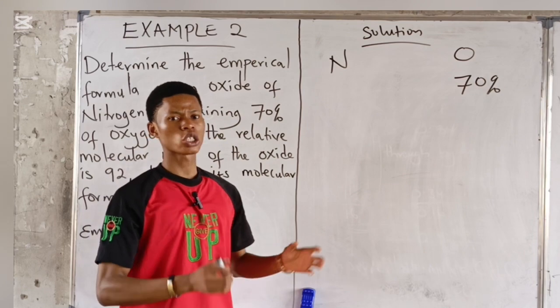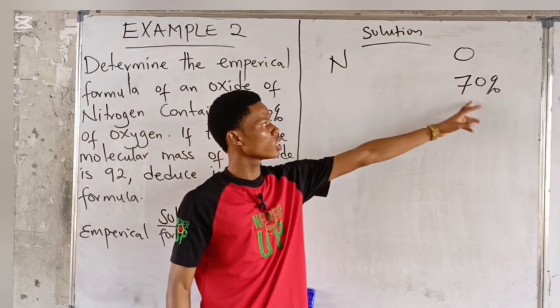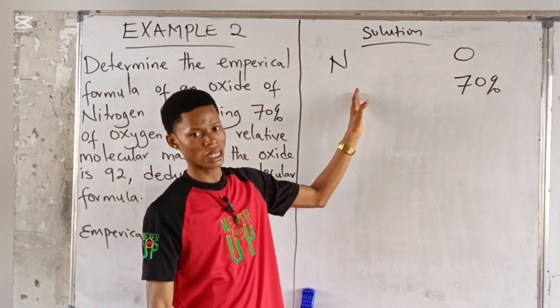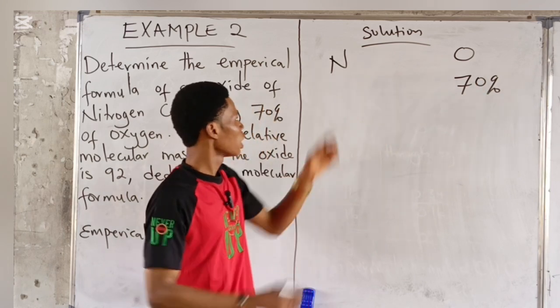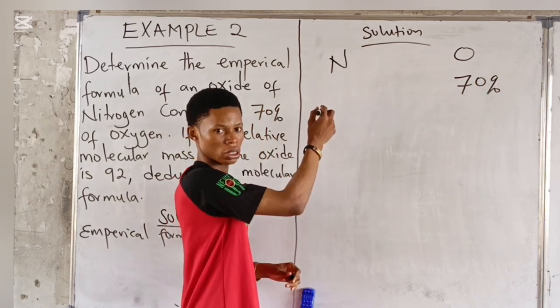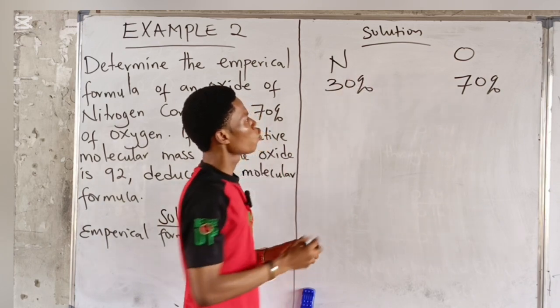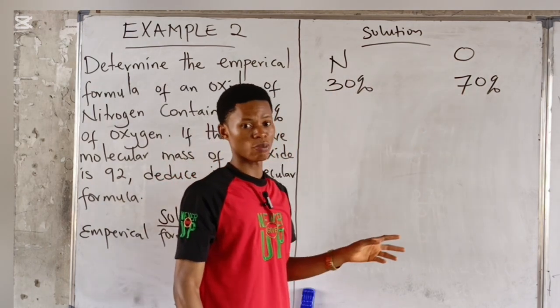And knowing that we have only two elements in this compound, nitrogen and oxygen, if oxygen is 70%, the remaining percentage should go to nitrogen, right? So if oxygen is already taking 70%, it means how many percent will be for nitrogen? Yeah, 30%. So 30% will be for nitrogen, because 30 plus 70 will give us 100%.